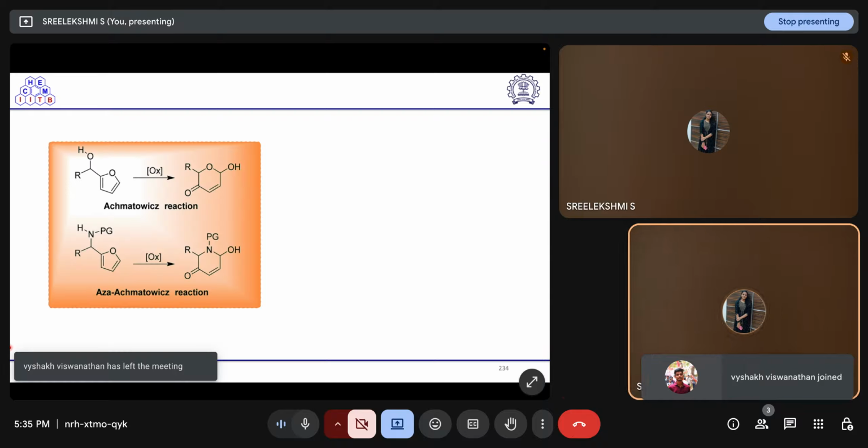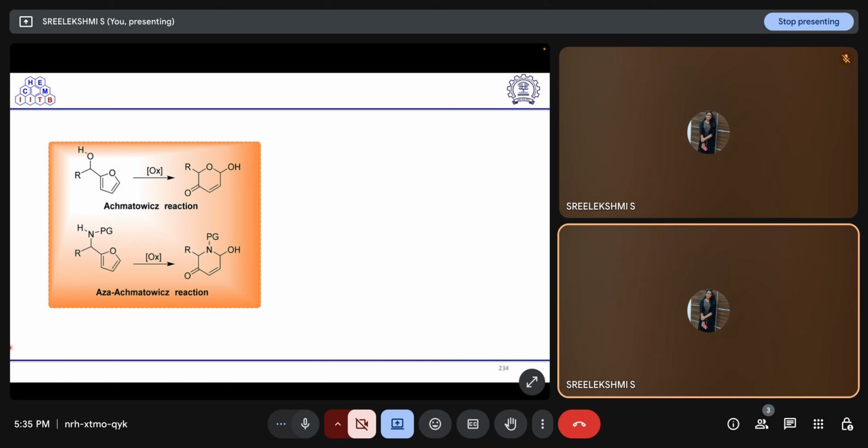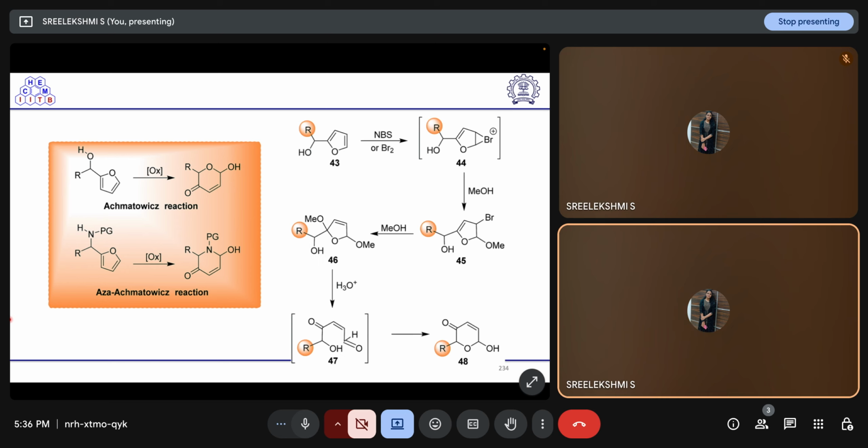Now moving to the next reaction, which is Achmatowicz reaction. So Achmatowicz reaction is basically this ring expansion reaction, we can say. So here a furan ring is basically converted into a dihydropyran by using some oxidizing reagents. So this is the mechanism.